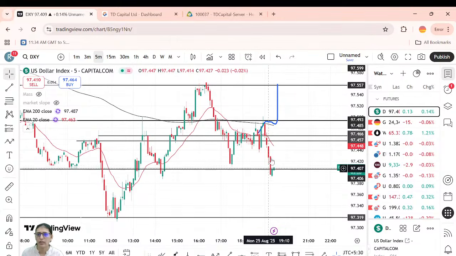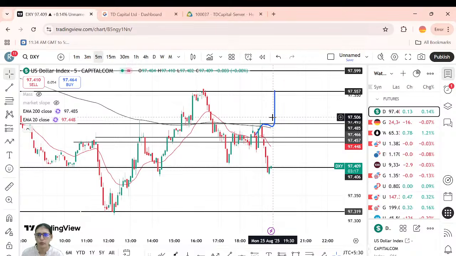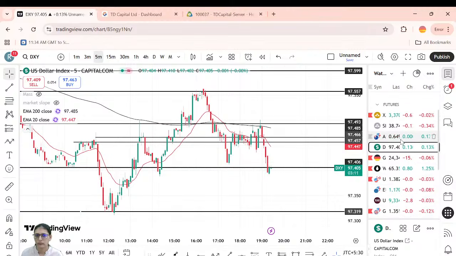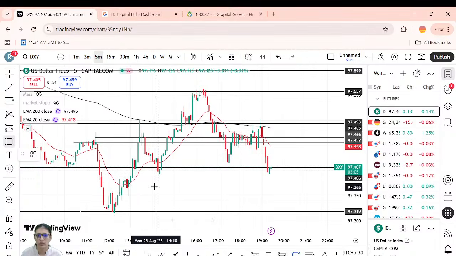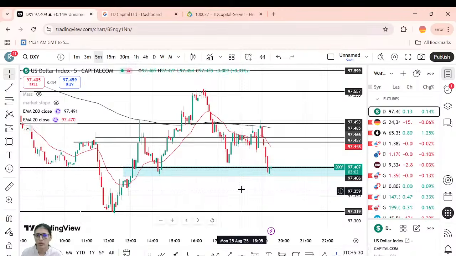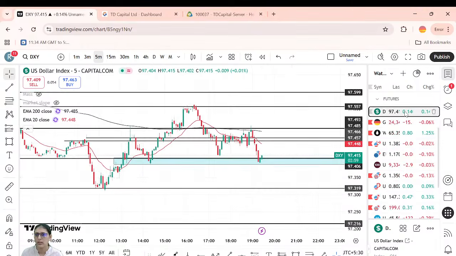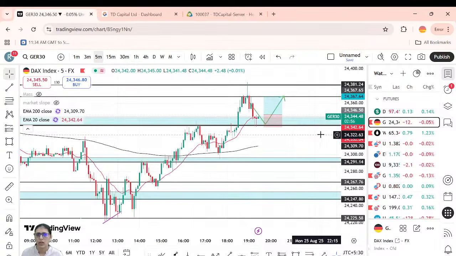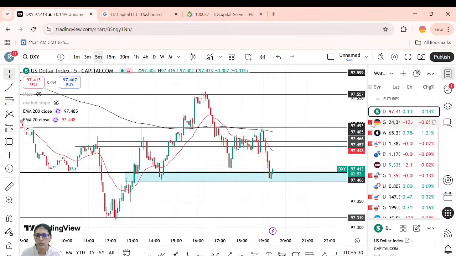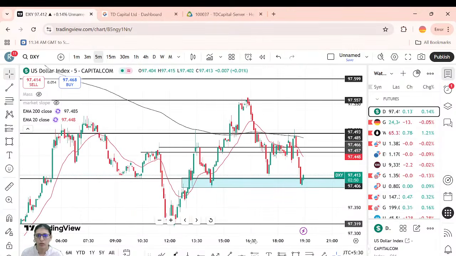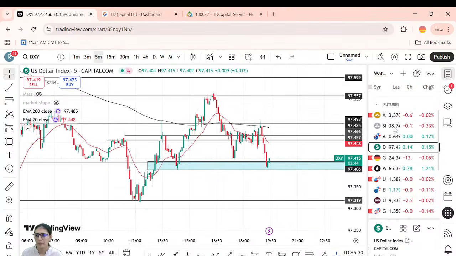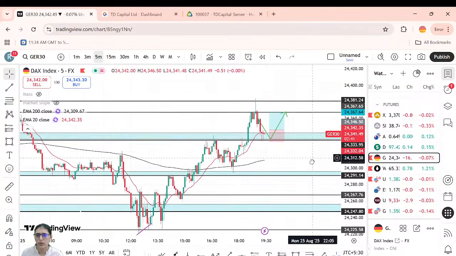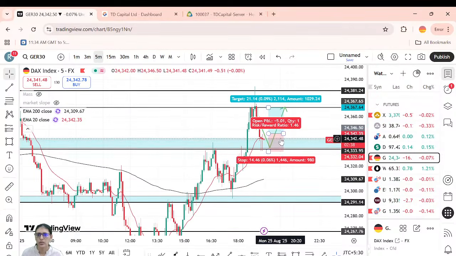See, this fall in dollar helped gold's upward move. And now if dollar breaks down this zone, we can see further movement upwards in gold as well as in German 30. But since dollar has reversed for now, if we see an upward movement in dollar, then a bullish trade in German 30 will be risky.